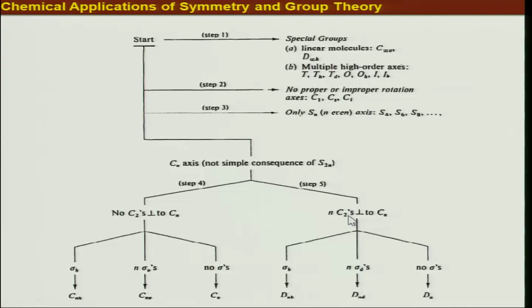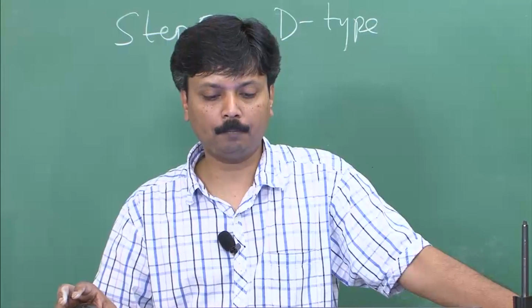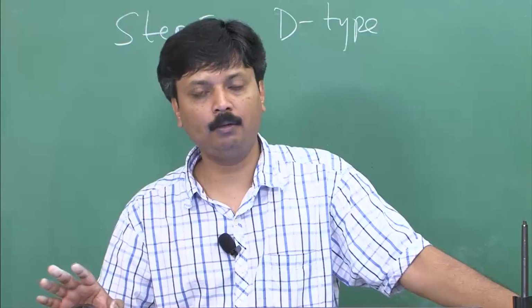Now similar to this C type, we ask the same questions again. Is there any sigma H? If the answer is yes, DnH is the point group. If the answer is no, the next question is whether there are sigma Ds. If the answer is yes, then I have DnD. And if there is no sigma, then I have a Dn point group. So now you notice one thing here, we call it DnD. You know what DnD is. So this is the overall procedure to find out the point group of any given molecular structure.